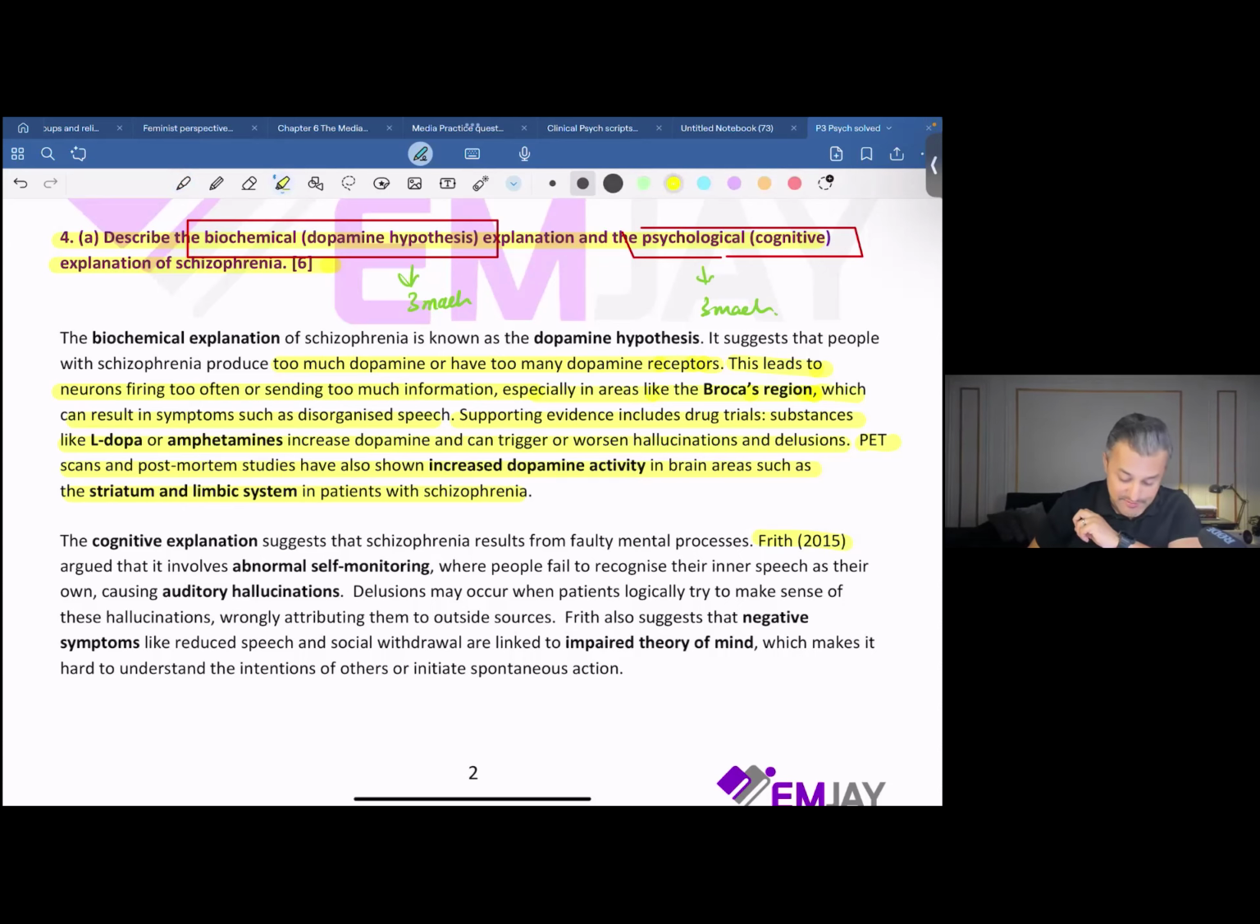That would be about the cognitive explanation. The cognitive explanation suggests that schizophrenia results from faulty mental processes. Frith in 2015 argued that it involves abnormal self monitoring, where people fail to recognize their inner speech as their own, causing auditory hallucinations. Delusions may occur when patients logically try to make sense of these hallucinations, wrongly attributing them to outside sources. Frith also suggests that negative symptoms like reduced speech and social withdrawal are linked to impaired theory of mind, which makes it hard to understand the intentions of others or initiate spontaneous action.